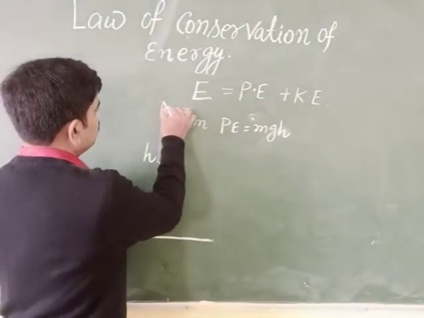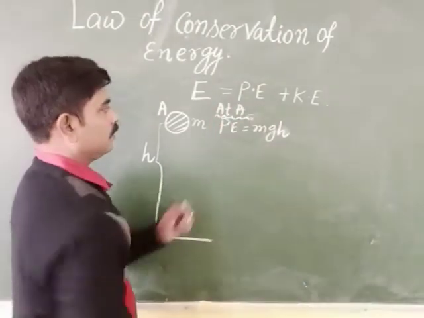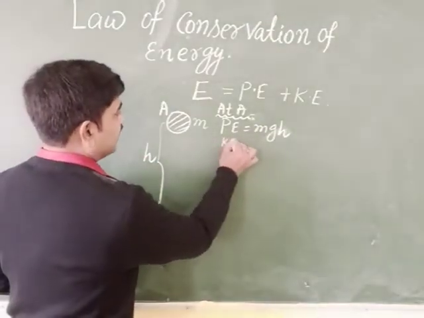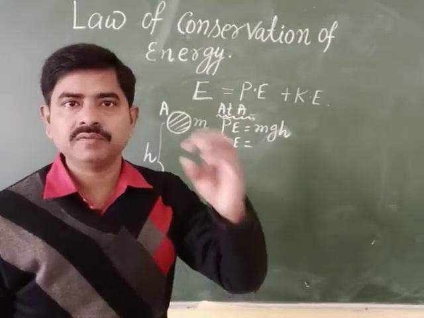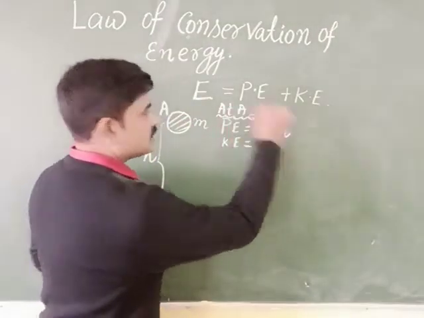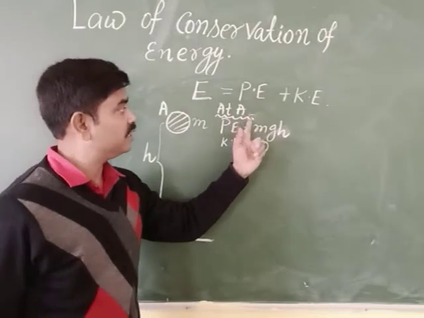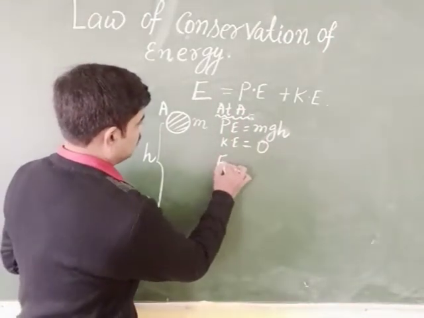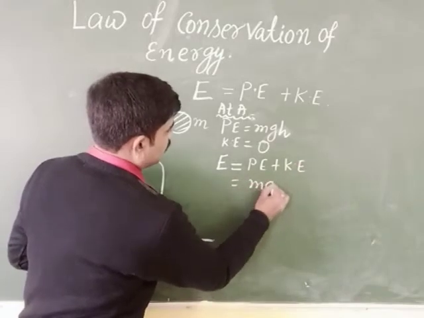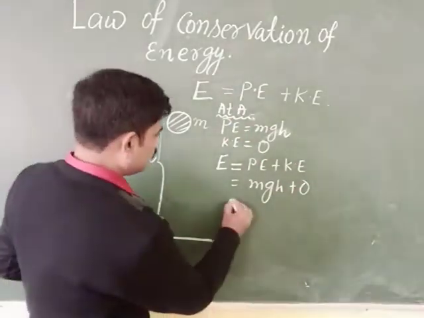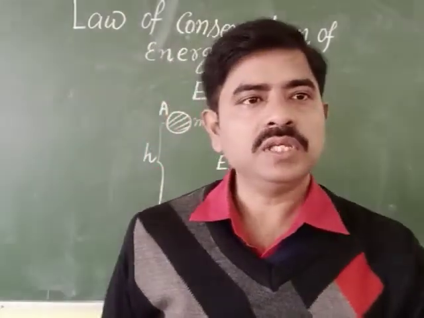So, at this position, let us consider the position is A. At position A, potential energy is mgh. Now, what is kinetic energy? This object is at rest. When an object is at rest, when it is not moving, its kinetic energy must be equal to 0. So kinetic energy is 0. Now what is the total mechanical energy? Just now we have read total mechanical energy is the sum of potential and kinetic energy. So the total mechanical energy E here will be potential plus kinetic. What do we get? mgh plus kinetic energy 0, so it is mgh. So the total mechanical energy of the object is mgh.